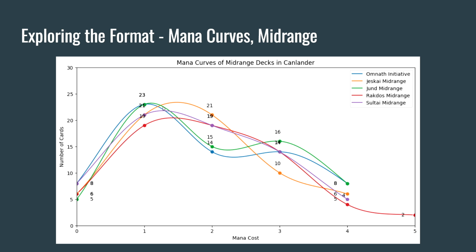Jund Midrange, this particular version of Jund Midrange is very similar. It also plays a bunch of mana dorks and is trying to play a bunch of 3s and 4s. And so their curves are very similar. They're trying to jump from 1 to 3, but they're content playing some 2-drops if they have to. If they get to 4 mana and have to play 2 2-drops, that's not a big deal.